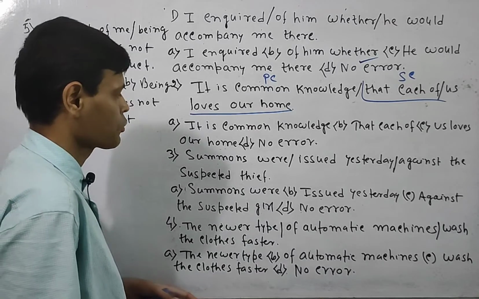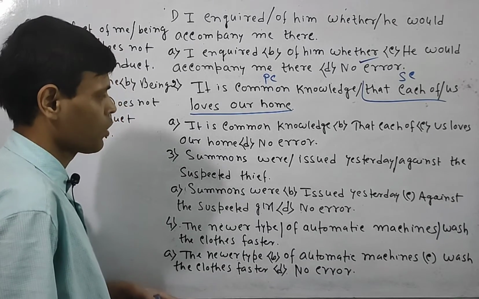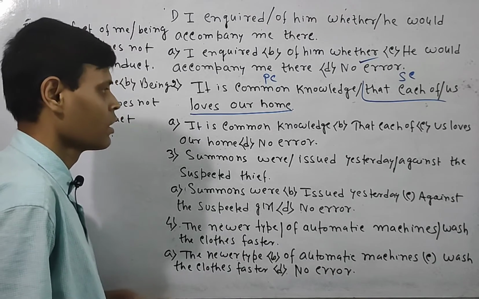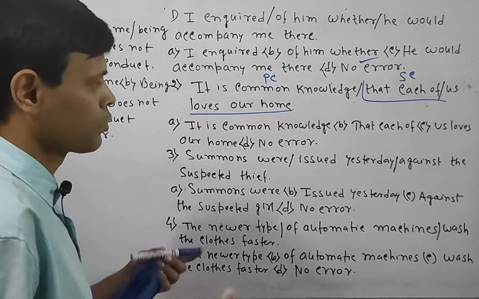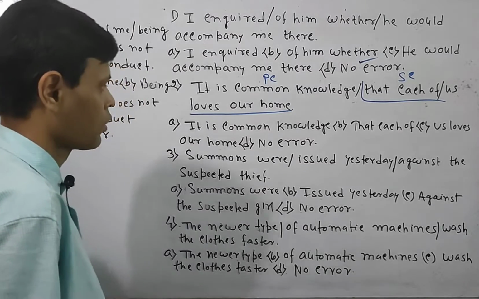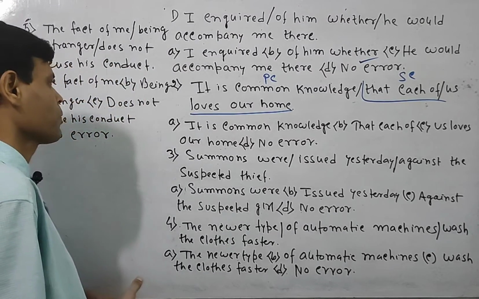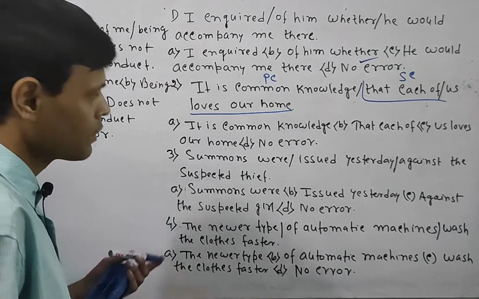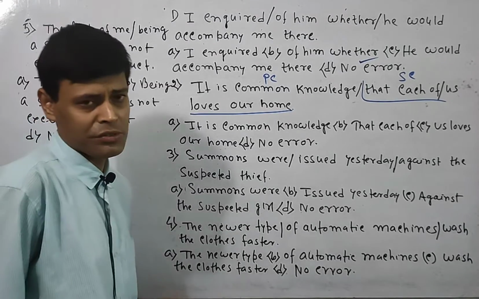Now look over the options. It is common knowledge. Is it a mistake? That each of, is it a mistake? Us loves our home, or no mistake at all, no error at all. Now if I just look over the sentence properly, it's common knowledge that each of us loves our home. Yes, the sentence is having some mistake.